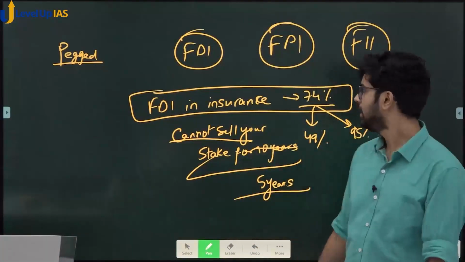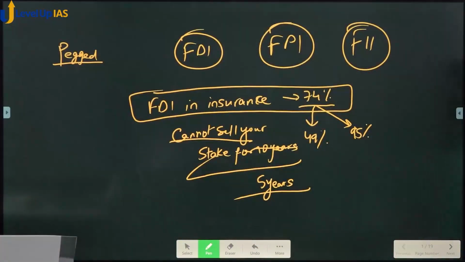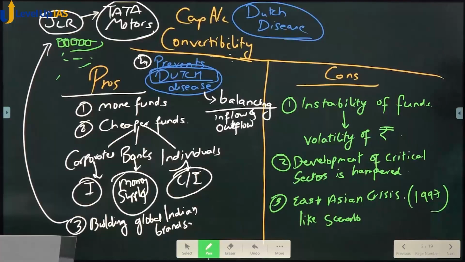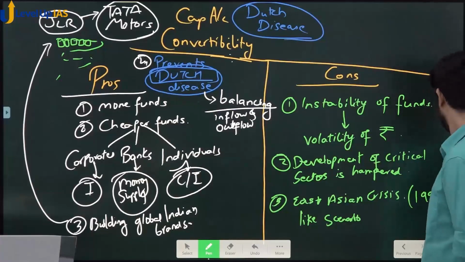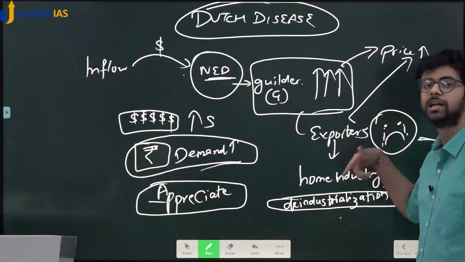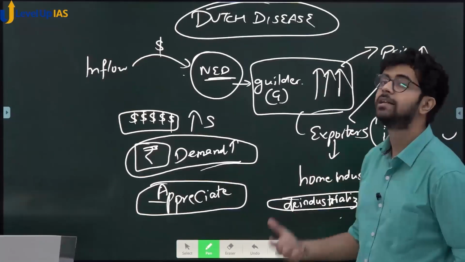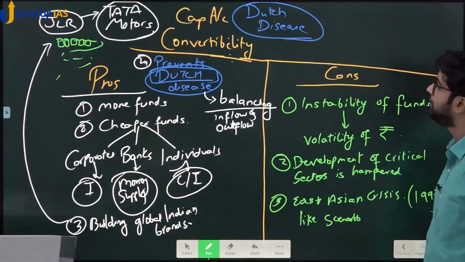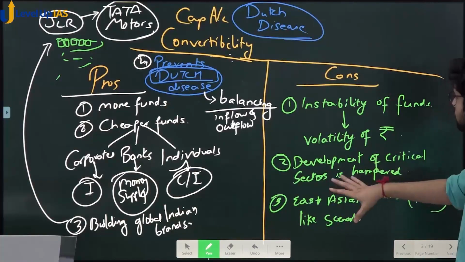But let me just quickly take you through this. We spoke about FDI restrictions, then we spoke about FEMA, we spoke about convertibility, then the pros and cons of capital account convertibility. We also spoke about Dutch disease. What is Dutch disease? It leads to appreciation of home currency, which discourages exports, and that is when deindustrialization happens because your industry doesn't grow, right? Then we saw the pros and cons. So we have seen all of them.